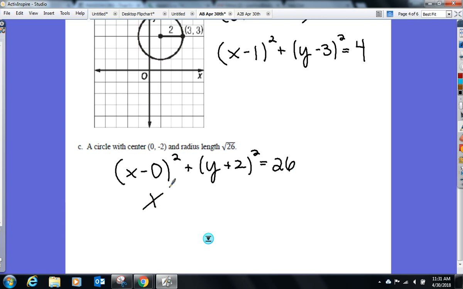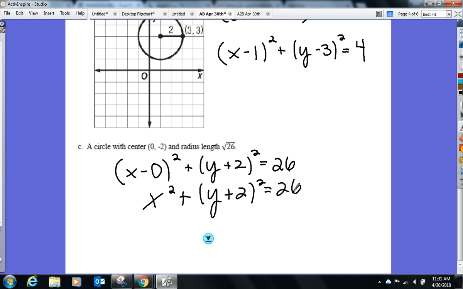You may see this instead. If nothing's with the x, we assume that coordinate's 0. If nothing's with the y, we assume that coordinate's 0. So either one you could see. Ask away before we get different now.